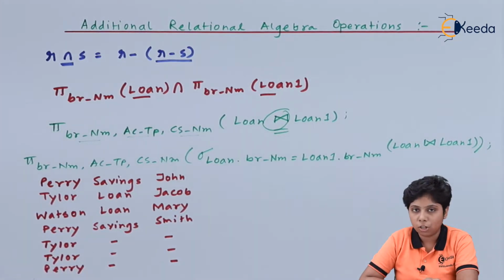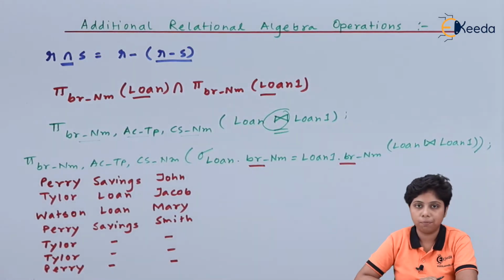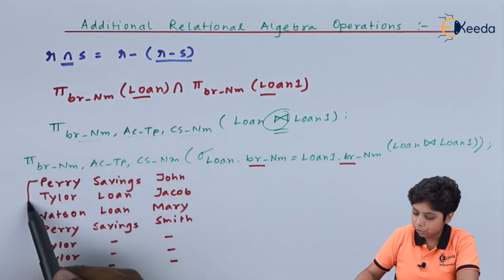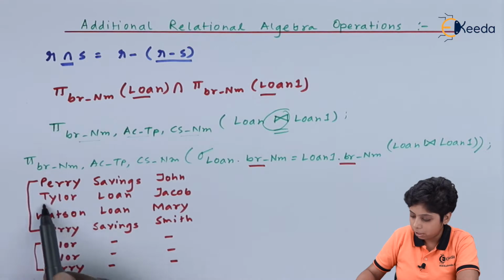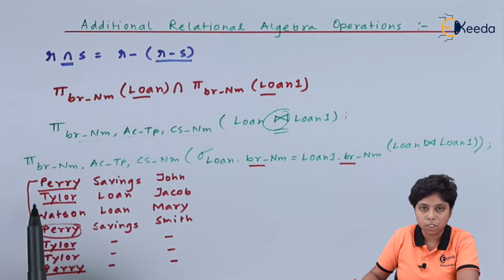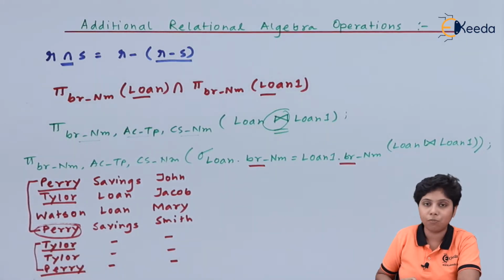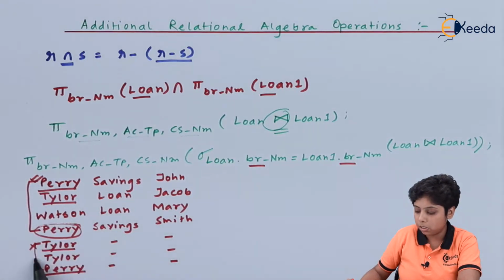So that is the natural join of this query. Now we are performing this one, that is loan.branch_name equals loan1.branch_name. Here we can see that this first result is from loan and this result is from loan1. So they are matching Tyler, Perry, Perry, but not matching this Perry with this one because it is coming first. So we have to first look in this relation and then we have to match it with this relation. So this Perry is not matched with Tyler, Perry is not matched with Tyler, and Perry is matched with Perry.